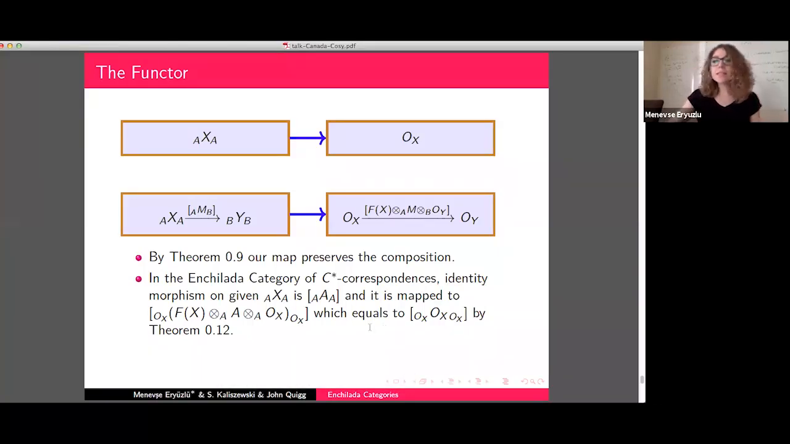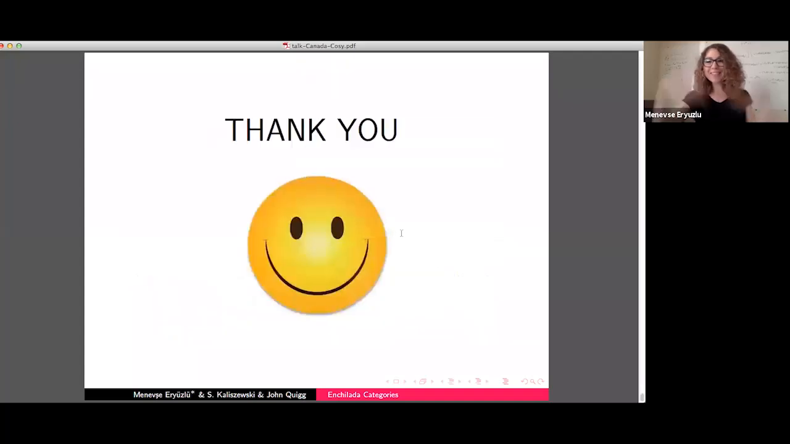Now, how does this give us the generalized version of the Muhly-Solel result? Well, a functor has to take isomorphisms in one category to isomorphisms in another category, right? In our first category, an isomorphism is just a Morita equivalence. And in the Enchilada category of C-star algebras, an isomorphism is just an isomorphism class of imprimitivity bimodules. Therefore, it gives us the result that we want automatically. And I think I am out of time, so thank you.